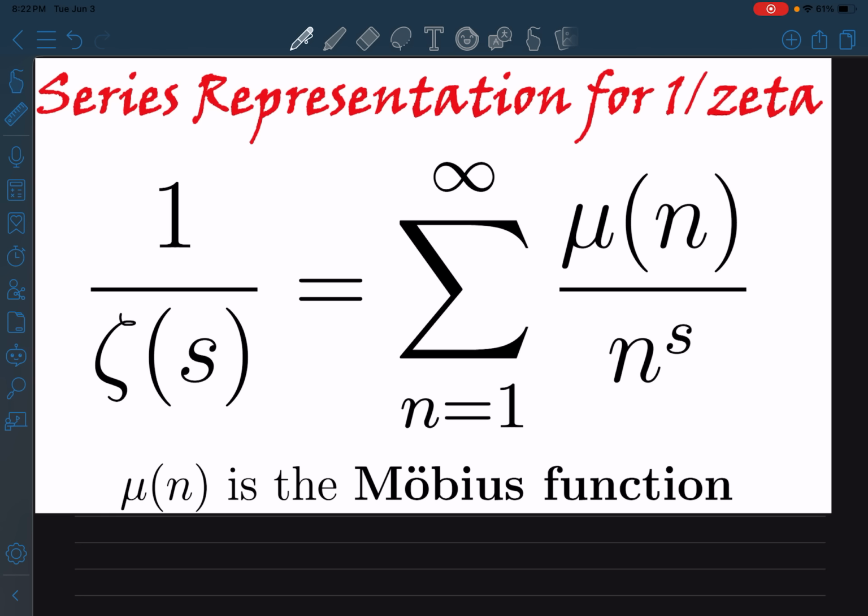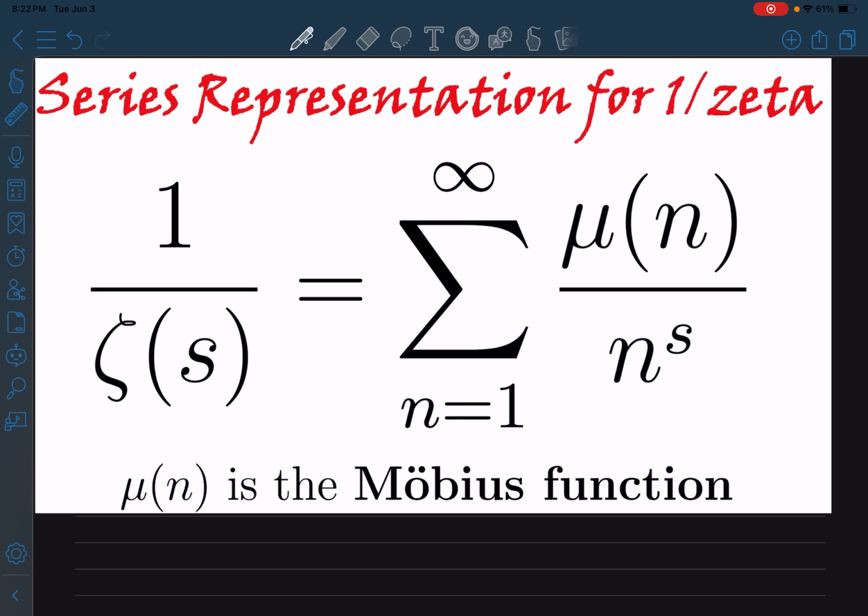Series representation for 1 over zeta. So here on the screen is the series representation for the 1 over zeta function, and this is the sum from n equals 1 to infinity of mu of n divided by n to the power s, where mu of n is the Mobius function, right? Its definition will become apparent at the end of the solution, when we are about to end this problem, and we'll see how we define this function.